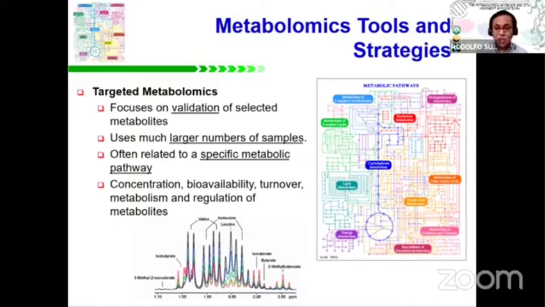Oftentimes, analytical and system biology approaches are used by the researcher as they look into the concentration, bioavailability, turnover, metabolism, and very importantly, the regulation of these metabolites. Okay? So, meron ka pa ring functional interpretation, high-level functional interpretation sa targeted metabolomics. It's not only routinely done in untargeted metabolomics.